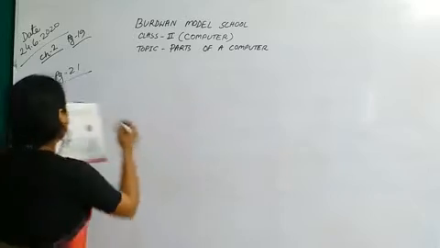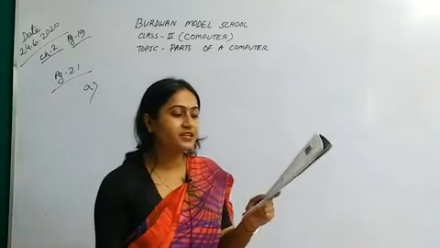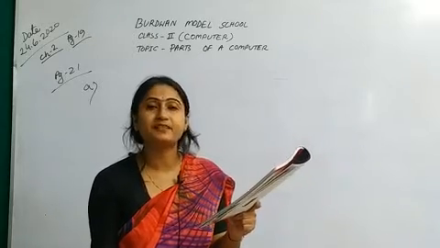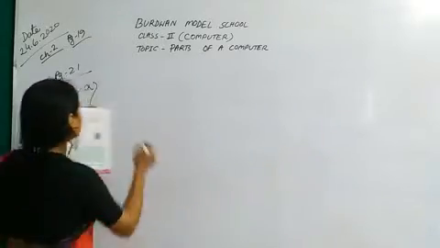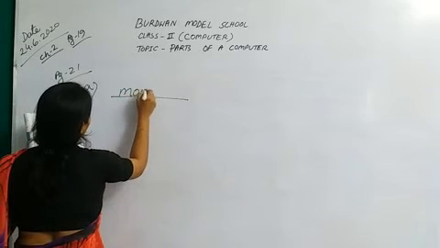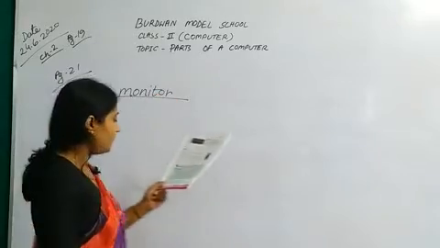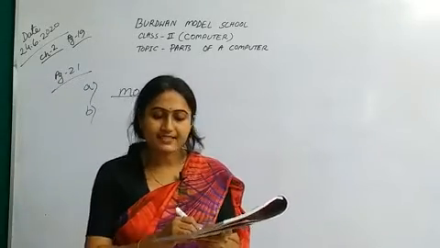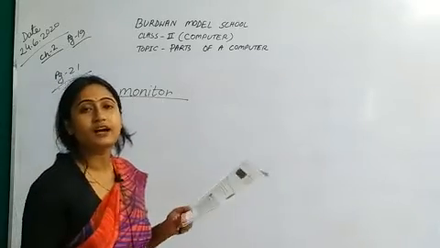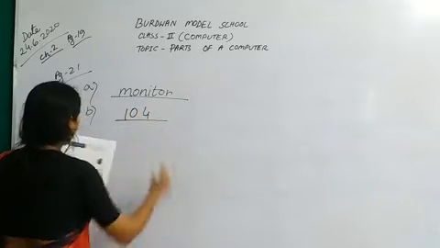Number A, a dash displays information in the form of text, video and audio. Which part displays the information? A monitor. So write the answer in the blank: monitor, M-O-N-I-T-O-R. Next, number B, a keyboard has dash keys. A standard keyboard has 104 keys. Write the answer over here, 104.